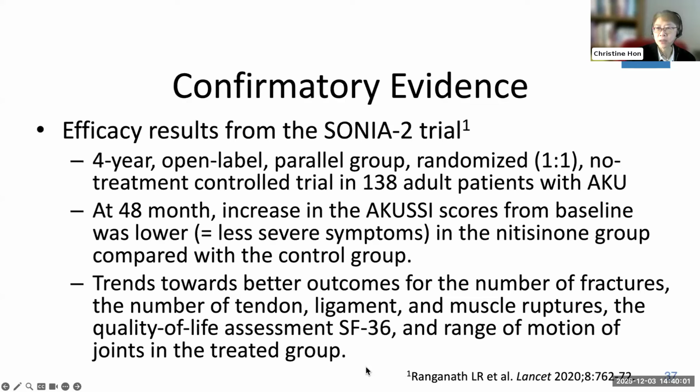The confirmatory evidence included in the package is very similar to that of chenodiol. The first is that the etiology and pathophysiology of the disease is well established, and the mechanism of action of nitisinone is well understood. There was also evidence of efficacy from other published trials, specifically the SONIA 1 and SONIA 2 trials using nitisinone in adult patients with AKU. Finally, there were non-clinical data in the literature that provide mechanistic support for the treatment effect of nitisinone.